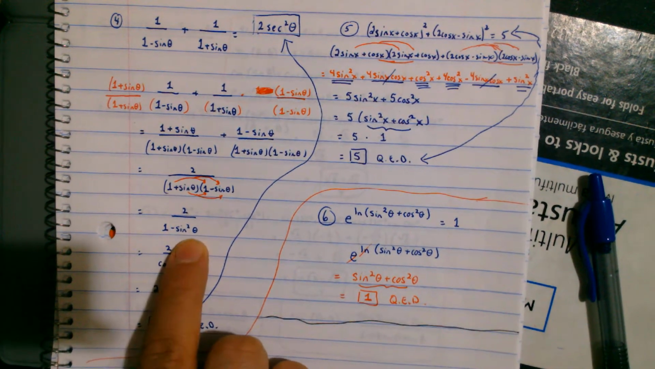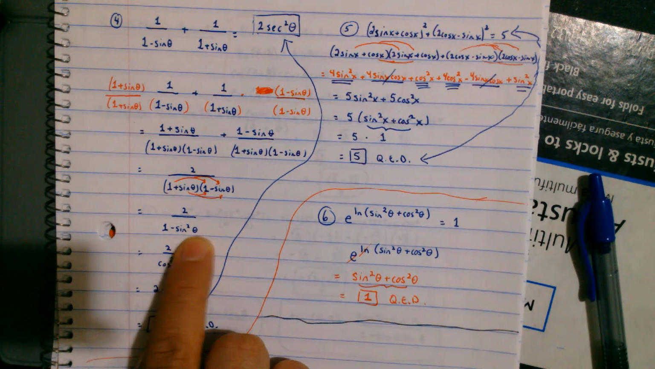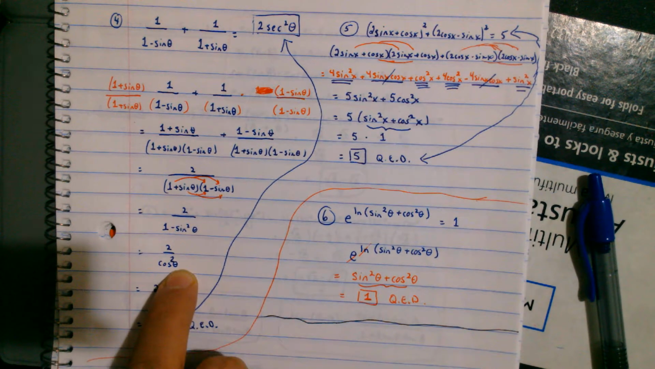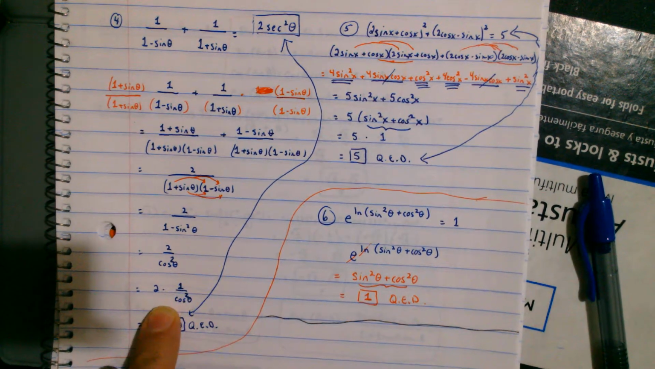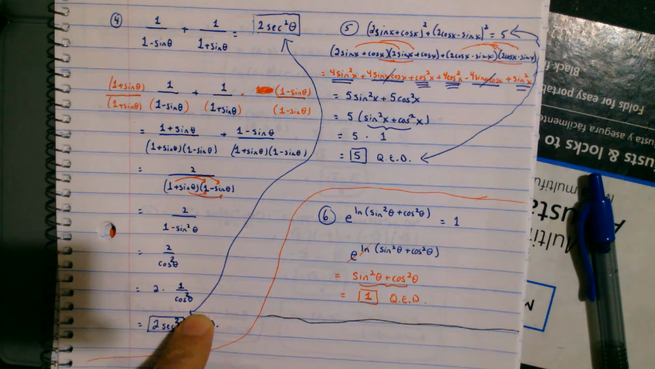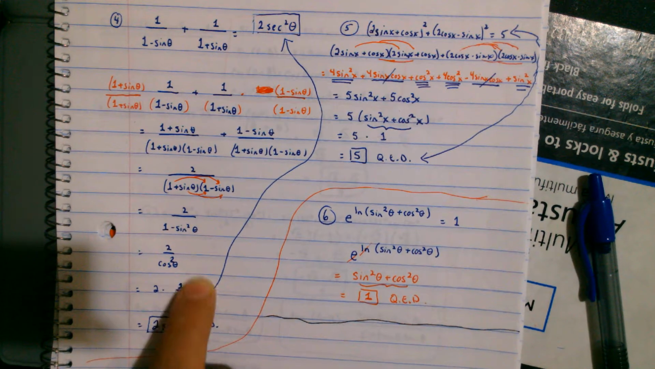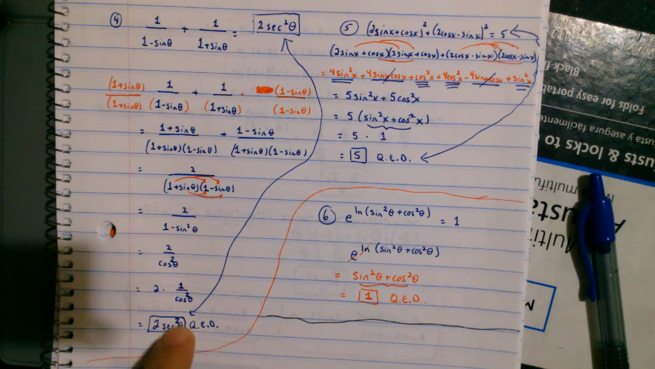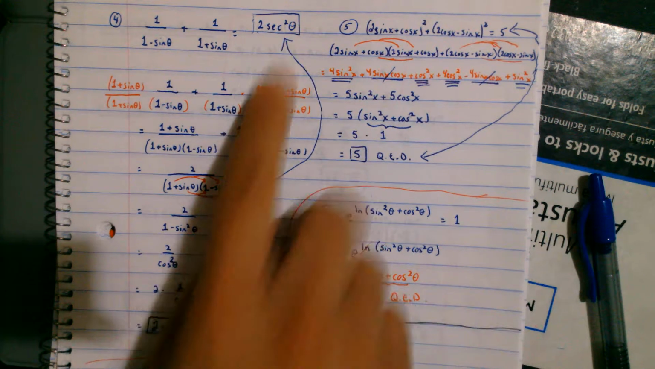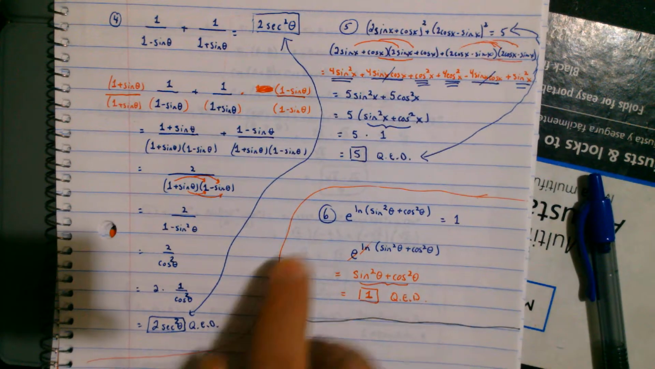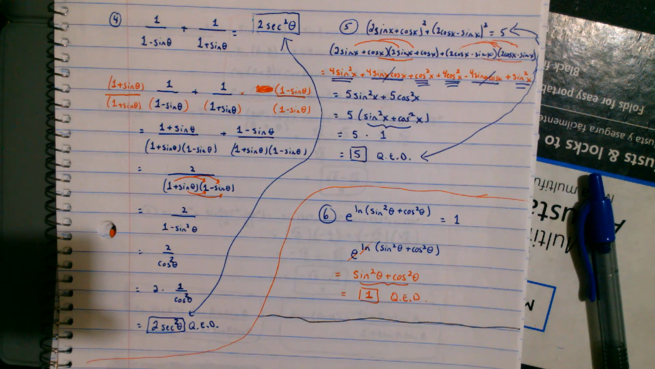Now, a little while ago, we learned that 1 minus sine squared is also cosine squared. So 2 over cosine squared becomes 2 times 1 over cosine squared theta. But 1 over cosine squared is a reciprocal of cosine, so that's secant squared. That's what you're trying to get. So I just wrote there QED, I've proven it. That's what it's asking for.